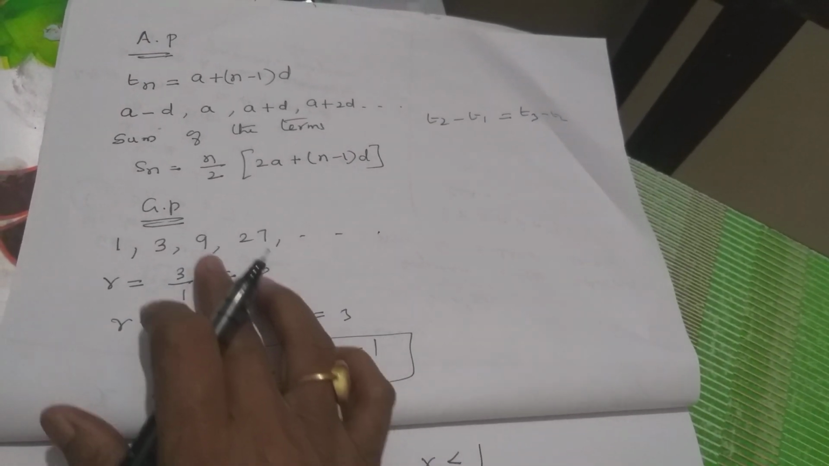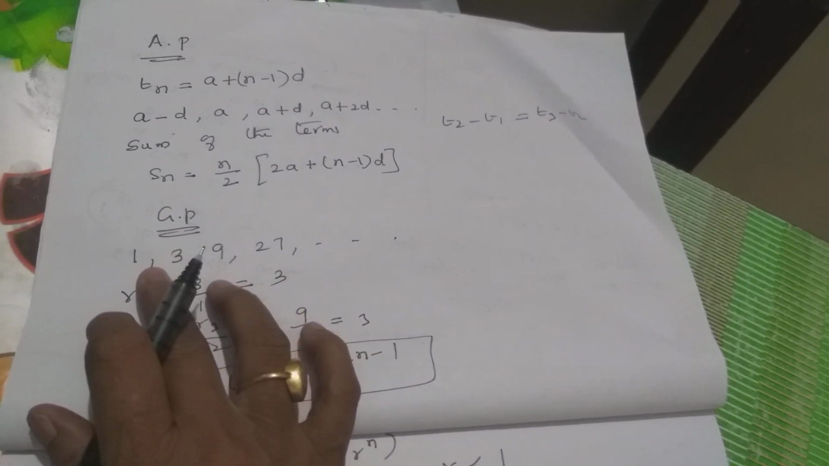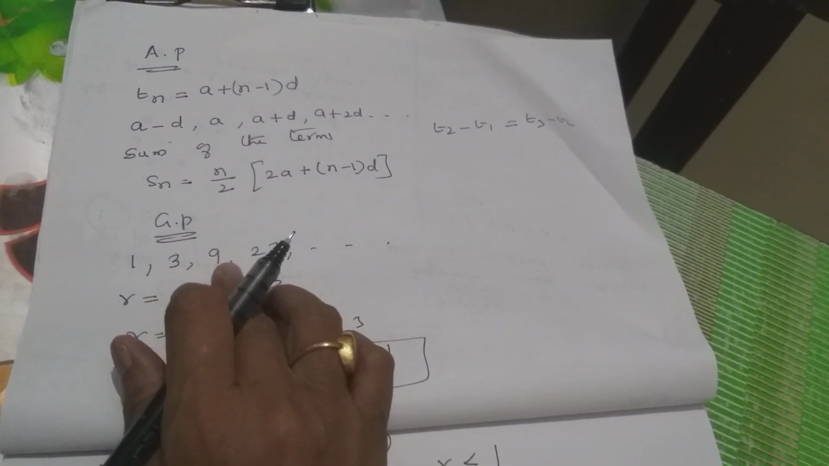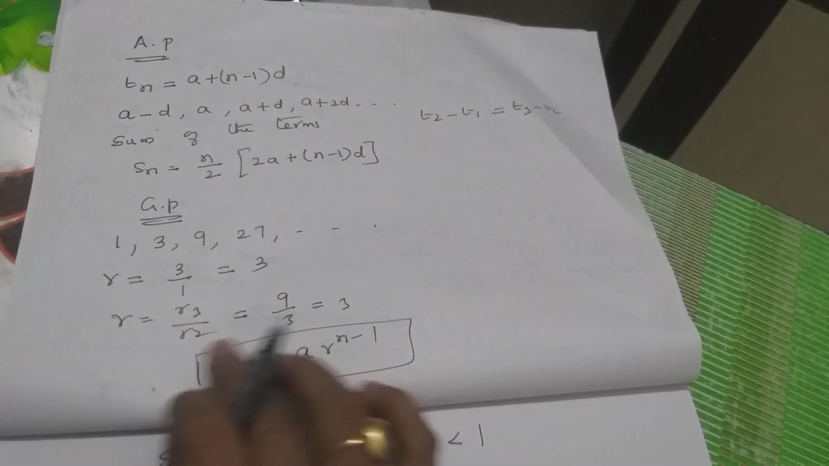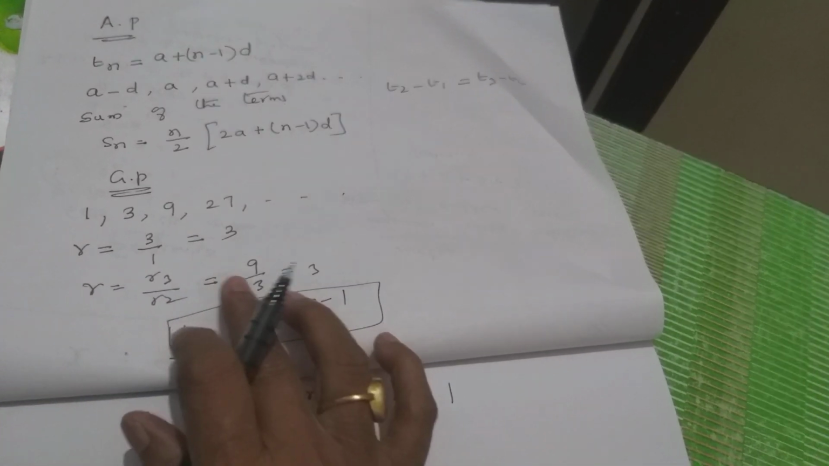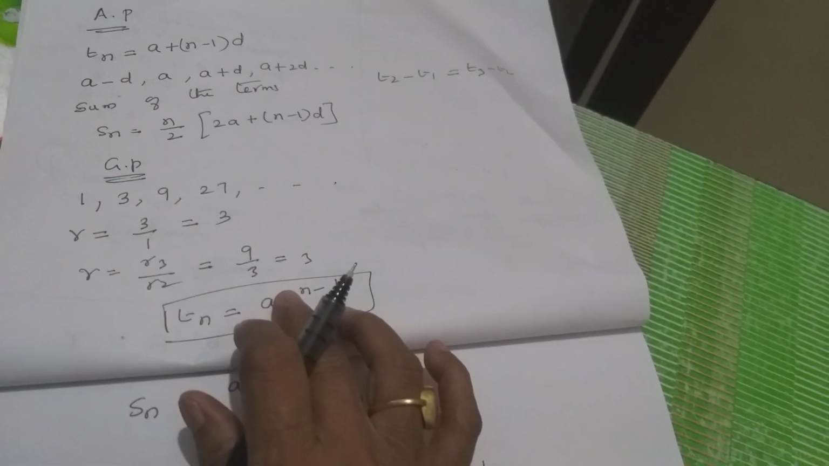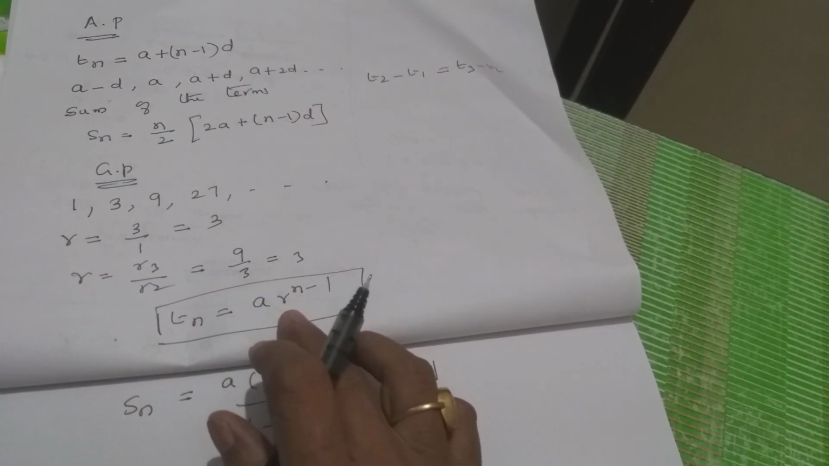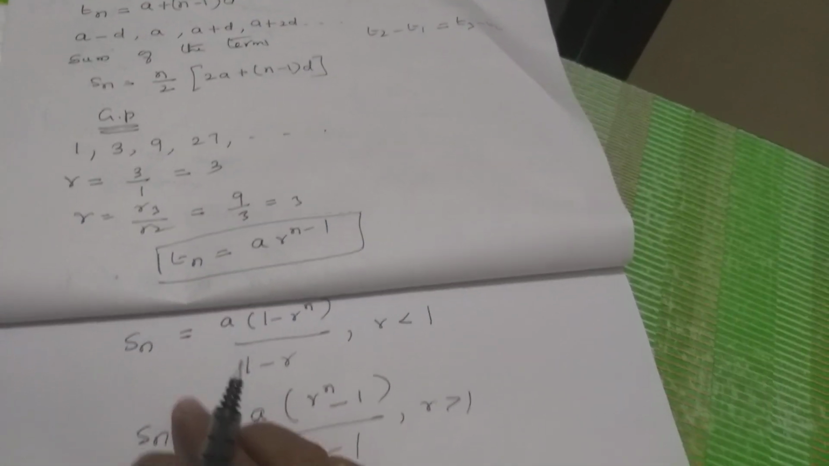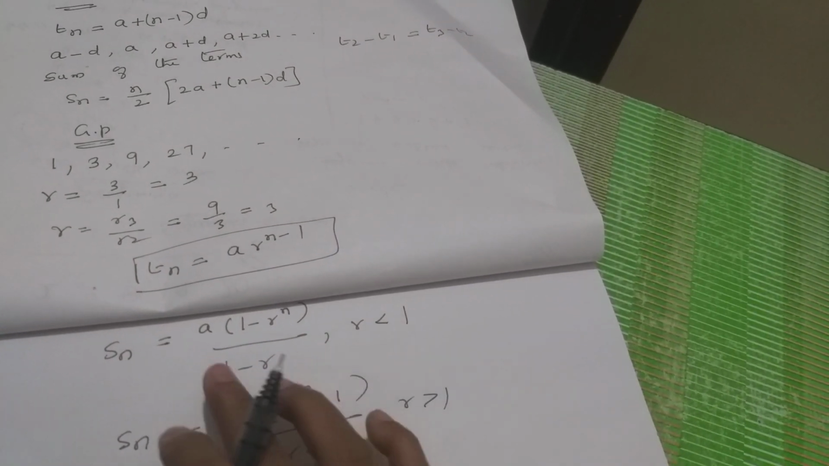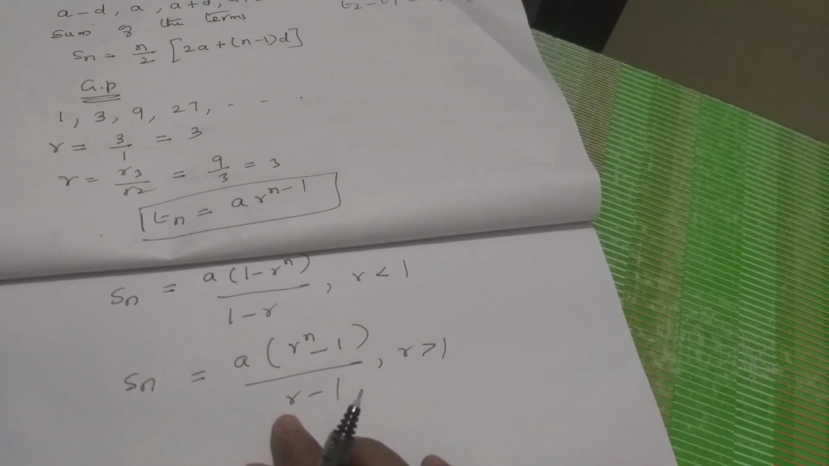And GP you can write as a ratio: the second number divided by the first number, and that same ratio when you divide the third by the second or the fourth by the third, the ratio must be equal. Here r is the ratio and a is the first term. Tn is A r power n minus 1, and the sum of the terms Sn is A into 1 minus r power n by 1 minus r when r is less than 1. When r is greater than 1, it is A into r power n minus 1 by r minus 1.